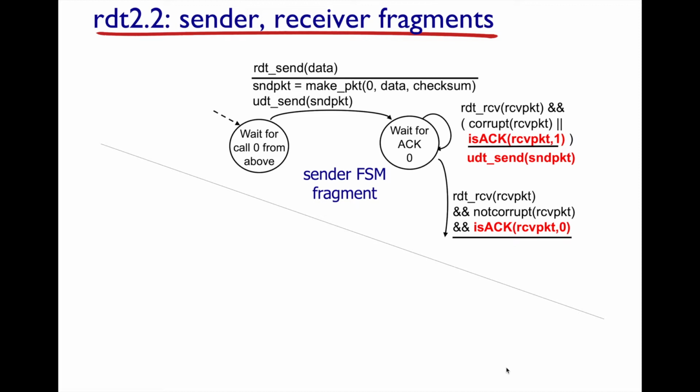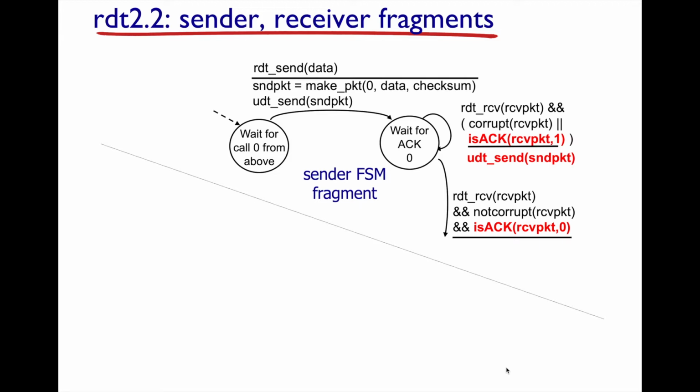So RDT receive occurs, that event. So the network layer delivers a segment to the transport layer at the sender side. It's not corrupt, so that means the stored checksum and the calculated checksum equal one another, and it is the correct ACK. Right, so then it transitions to wait for call 1 from above, and that whole process continues, alternating between the wait for call 0 from above and the wait for call 1 from above.